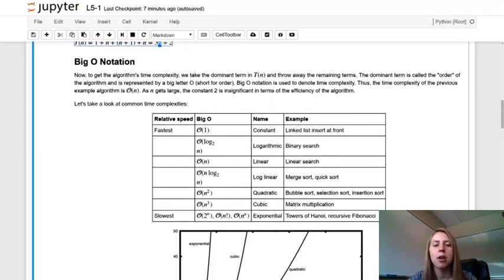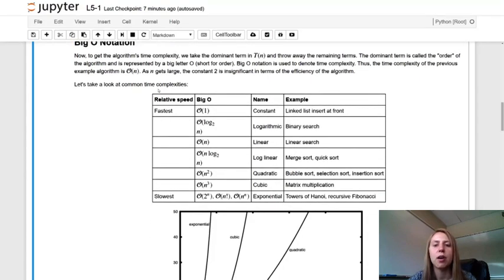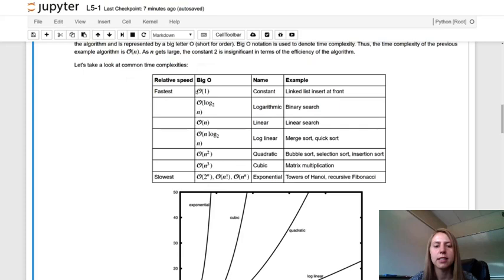So let's take a look at some common time complexities to give you a sense of the different classes of algorithms that we typically write. Starting with the fastest, big O of 1 is called constant time complexity. What this means is an algorithm that has efficiency big O of 1 takes the same amount of time to run no matter what the size of the problem is.